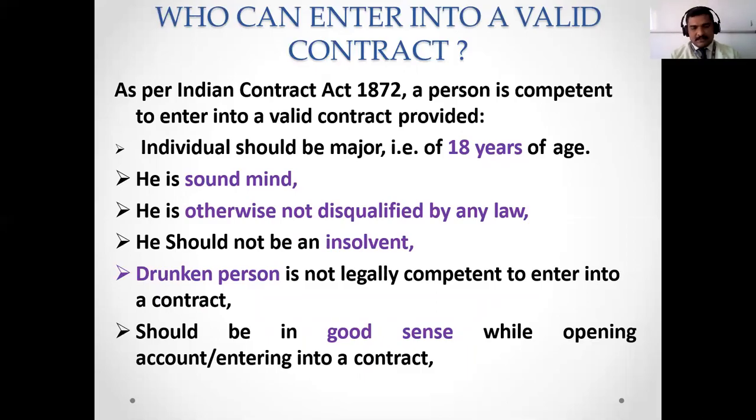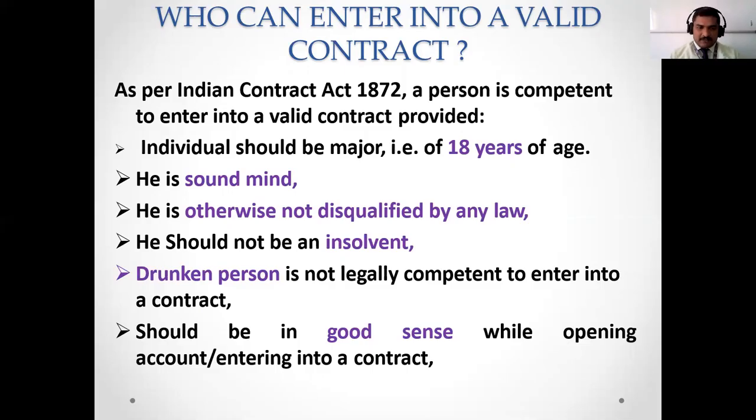Some banks provide a minor account with a guardianship. The guardian accompanies the minor. The account can be opened for a minor also, and that we will discuss in an upcoming topic. Individuals who are major, that is 18 years of age, can open their account by themselves. The second category is that they must be of sound mind.